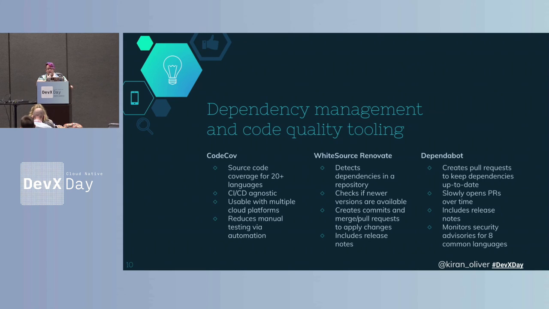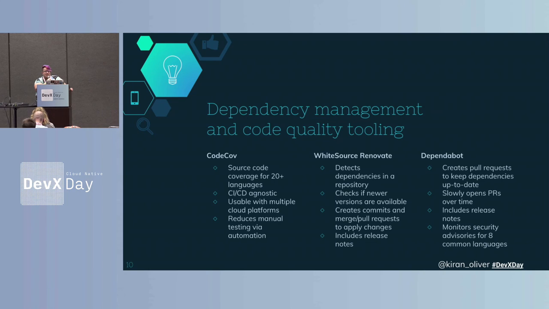It also reduces manual testing via automation. CodeCov will show the amount of test coverage for your code, and it automates whenever you push a new release, it will throw out your coverage and show people the amount of your code that is covered by testing.